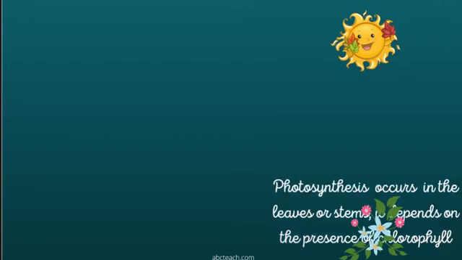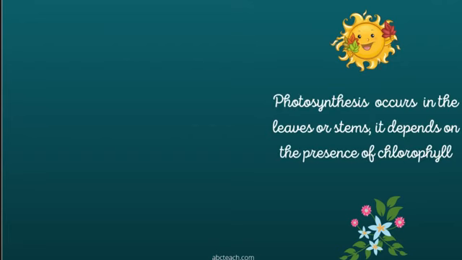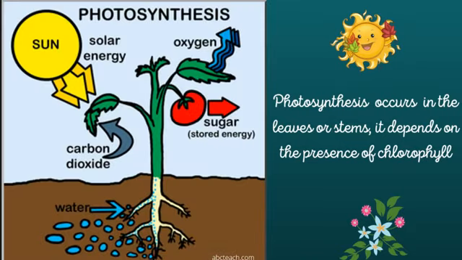So, photosynthesis occurs in the leaves or stems. It depends on the presence of chlorophyll. This diagram presents the process of photosynthesis. Here you can see that carbon dioxide and water molecules are being combined together and with the help of light energy coming from the sun, glucose or sugar and oxygen are produced. I have here one video clip about photosynthesis. Please watch it.